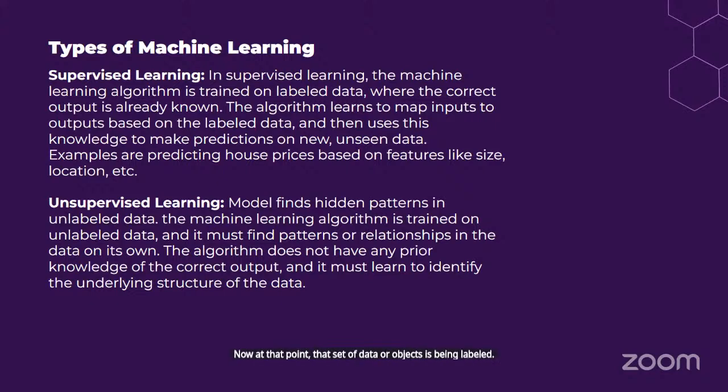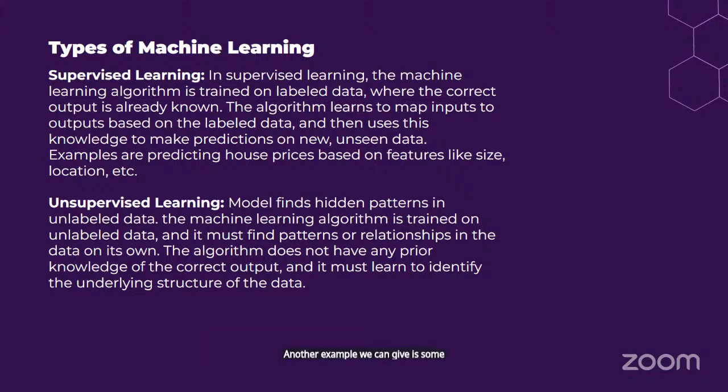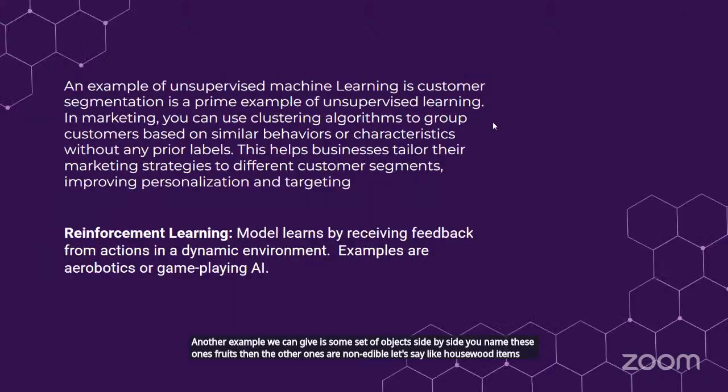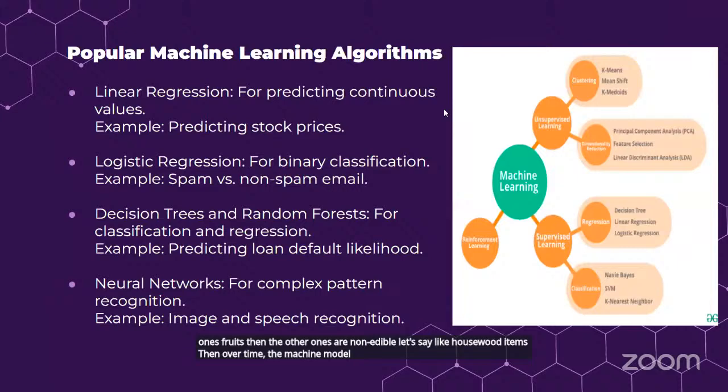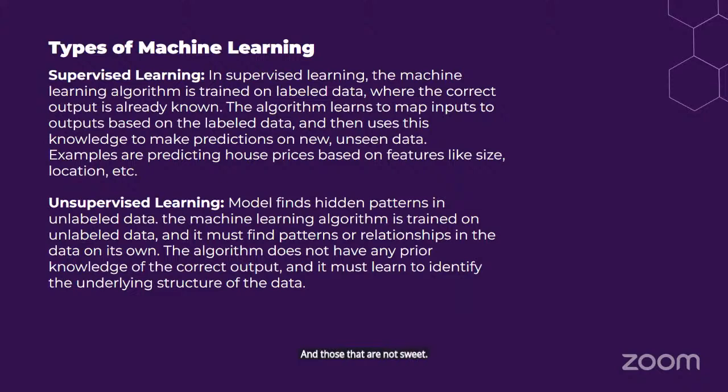So it will learn from the pattern of the label, from the naming of those vehicles, together with what features it can recognize in it. So the algorithm learns to map inputs to output based on labeled data. Another example we can give is a set of objects put side by side. You name these ones fruits, then the other ones are non-edible, let's say household items. Then over time, the machine model gets to recognize those that are fruits and those that are not fruits based on the object structure and labeling.